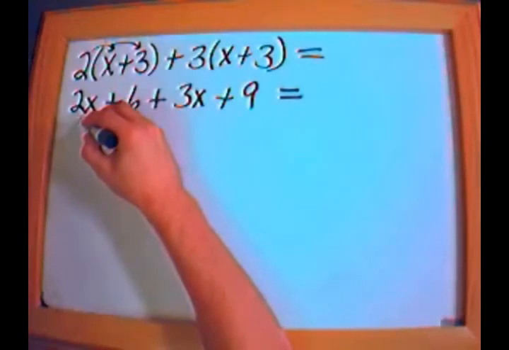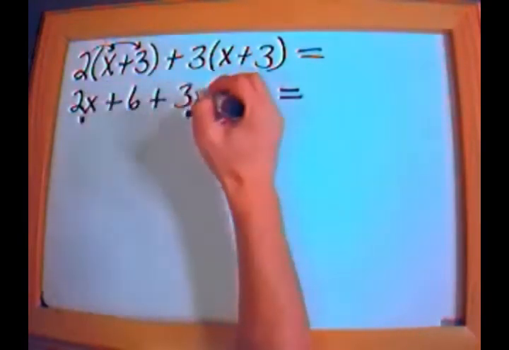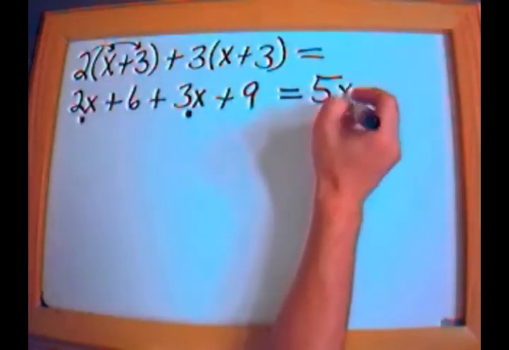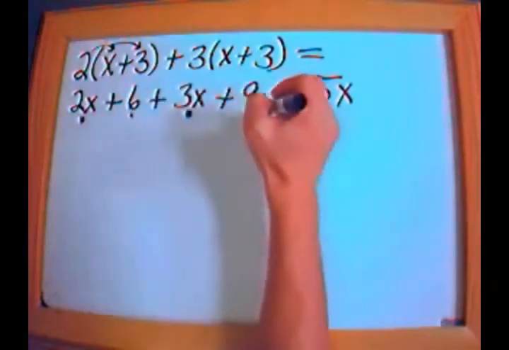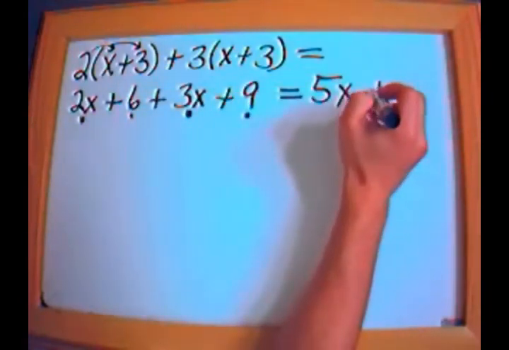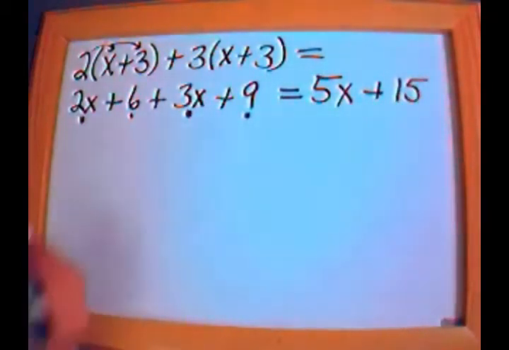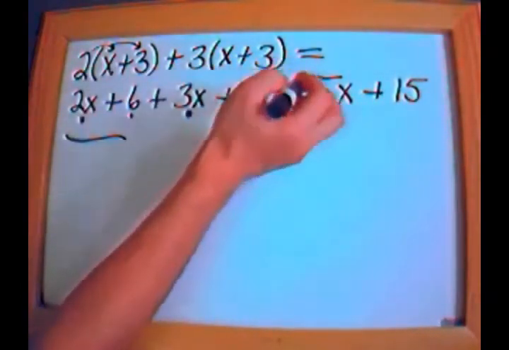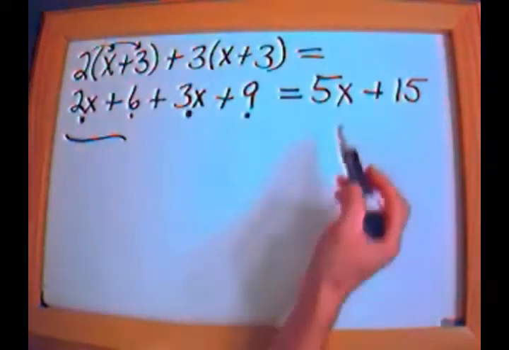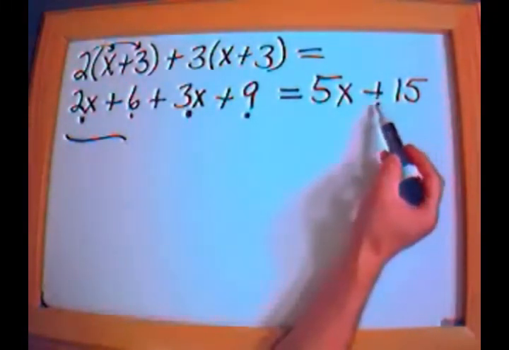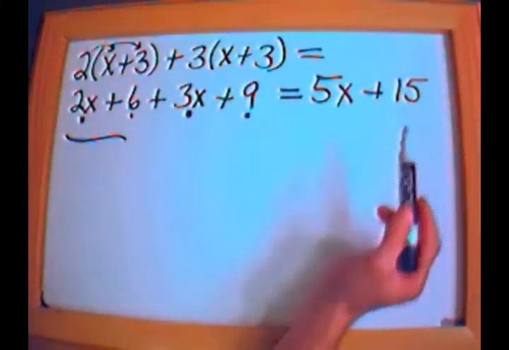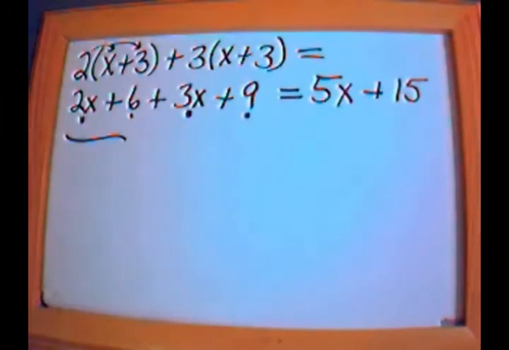Now it looks familiar. Okay, so I'm going to write an equal sign here. 2x, this is a like term with this. 2x plus 3x is 5x. And 6 plus 9 is plus 15. And that's the answer. This mess, when you simplify it, is equal to that. Notice we can't simplify this anymore because you need an x in both spots, and there just isn't one. Okay.